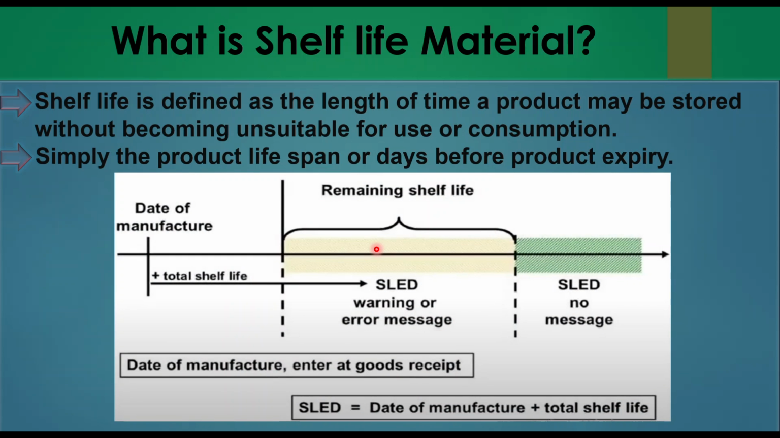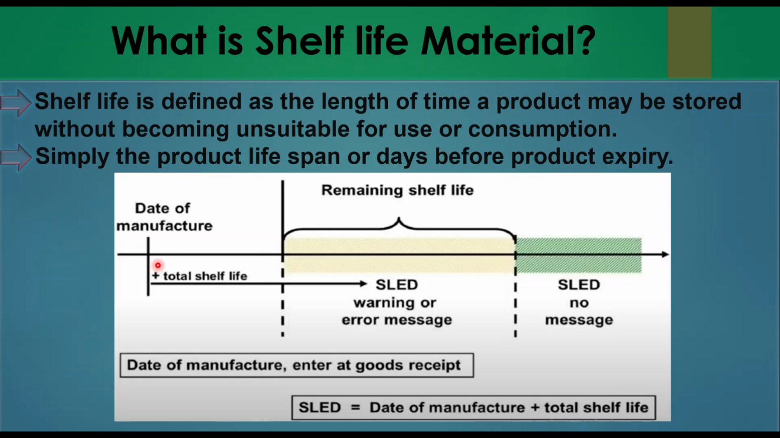So how do we calculate shelf life? At the time of product manufacturing, the manufacturer gives it an expiry date. For example, if you take any medicine, it will have a manufacturing date as well as an expiry date. The time span between the date of manufacturing and the expiry date is nothing but shelf life, the time in which that product is good for use or consumption.